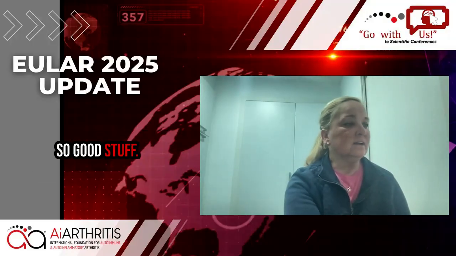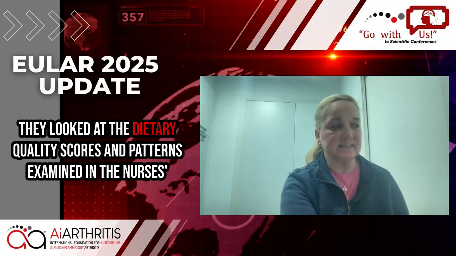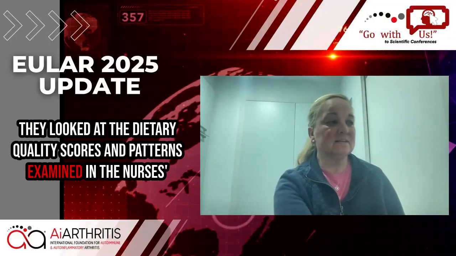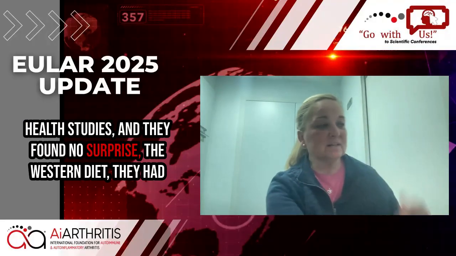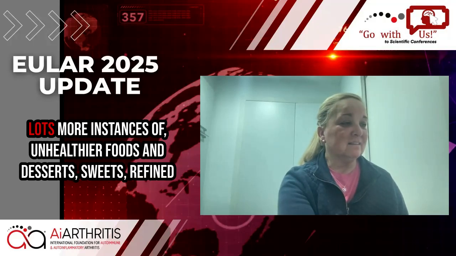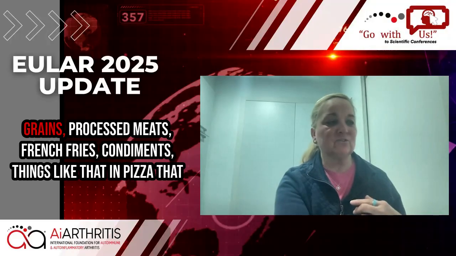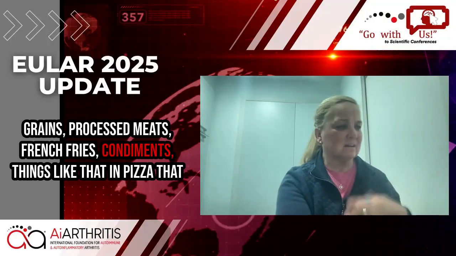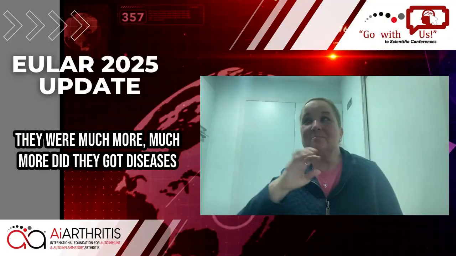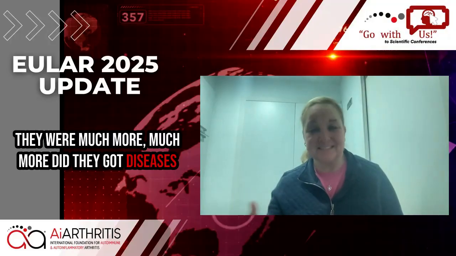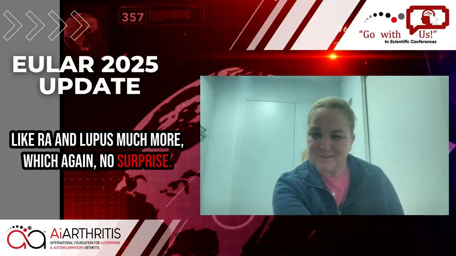So good stuff. There were some different patterns of diet that they looked at. They looked at the dietary quality scores and patterns examined in the nurses' health studies, and they found, no surprise, the Western diet had lots more fried foods and desserts, sweets, refined grains, processed meats, French fries, condiments, things like that, and pizza. They got diseases like RA and lupus much more, which, again, no surprise.